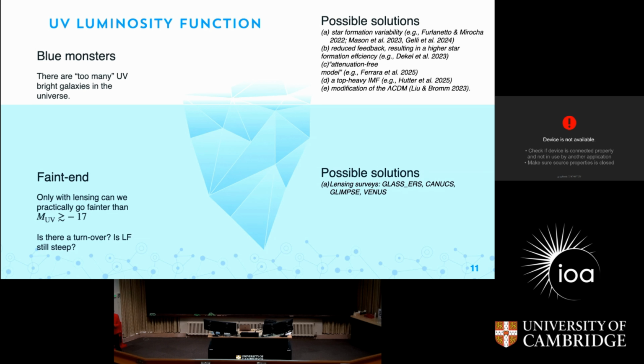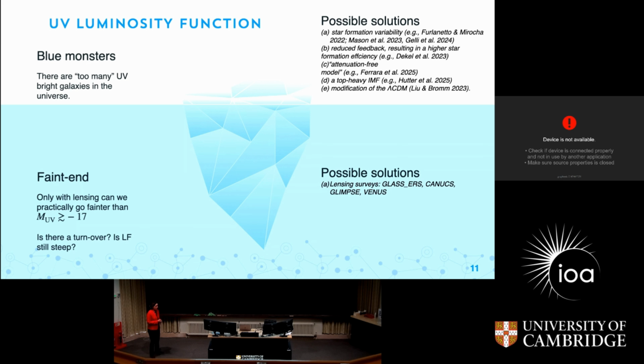But before we claim any modifications of lambda CDM, what we really need to do is to exclude any possible contribution from A, B, C, or D, or even some other baryonic physics effect that we didn't even think about yet. So we do see a lot of bright galaxies, although the range is quite big.